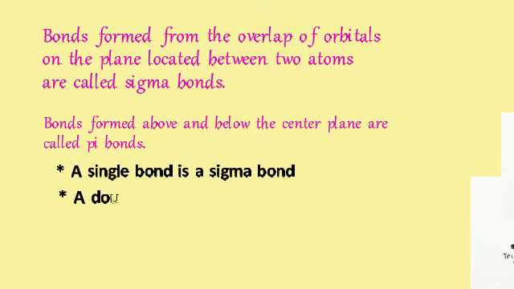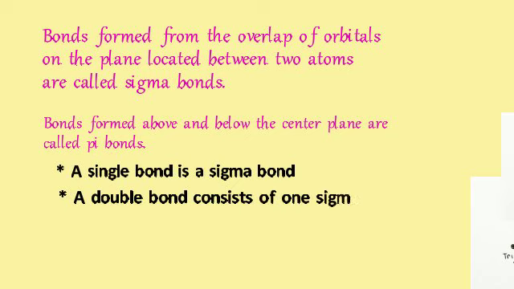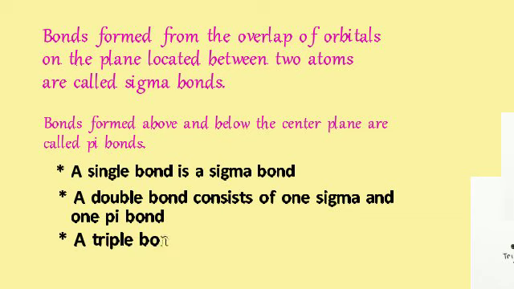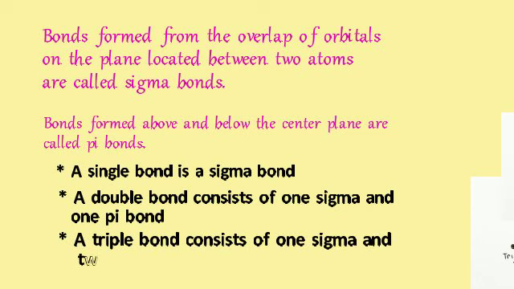A double bond is a sigma and a pi. So what's shared between and then above, below. And one pi bond. Can you guess what a triple bond must be? A triple bond consists of one sigma and two pi. The other pi's are side to side on the outside. Up and down, side to side.